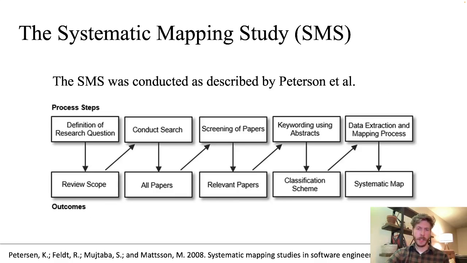A systematic mapping study is a kind of literature review that came out of the field of empirical software engineering. And we conducted the SMS as described by Petersen et al. And the process is visualized here. The process includes things such as carefully defining research questions, search procedures, inclusion-exclusion criteria for filtering out or screening papers, as well as other steps, the details of which, including the research questions, can be found in the paper.